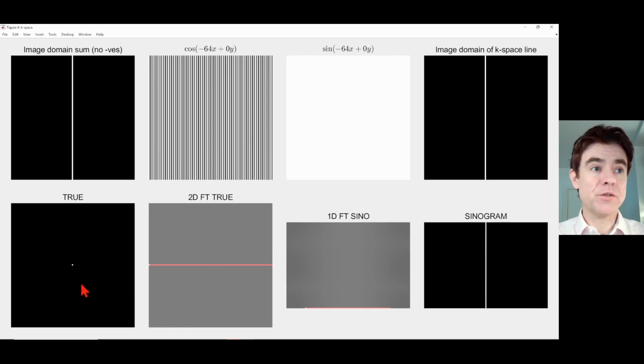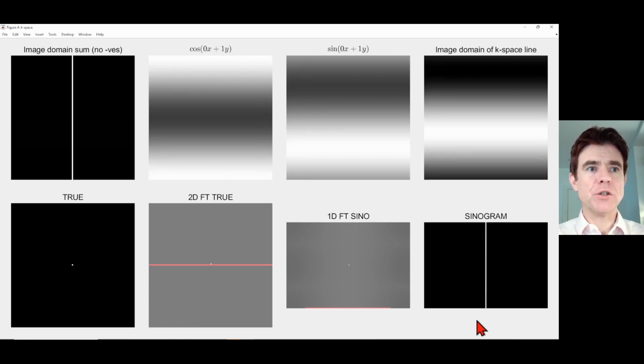It's saying take the integrated value along that direction, and just paste it all the way back down through the image to get a 2D representation, a back projection of that 1D parallel projection. Anyway, let's move on to the next direction in K-space.